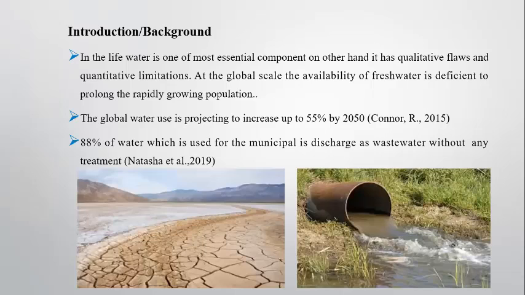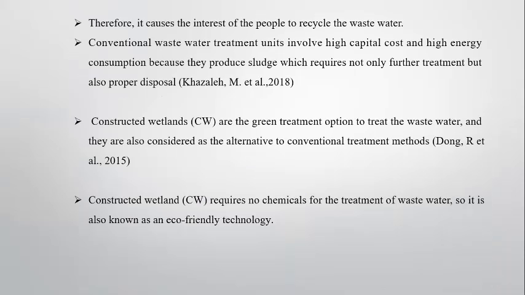I start with the introduction. As we know, in life, water is one of the most essential components. On the other hand, it has qualitative flaws and quantitative limitations. At the global scale, the availability of fresh water is deficient to sustain the rapidly growing population. The global water use is projected to increase up to 55% by 2050. 88% of the water which is used for municipal purposes is discharged as wastewater without any treatment. Therefore, it raises people's interest in recycling wastewater.